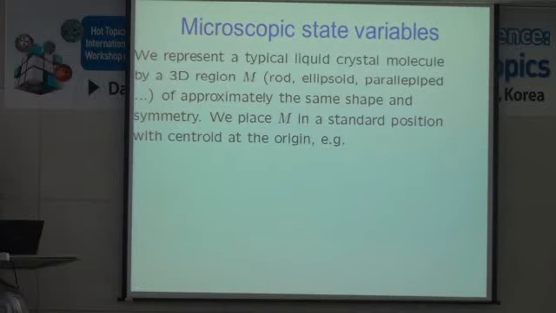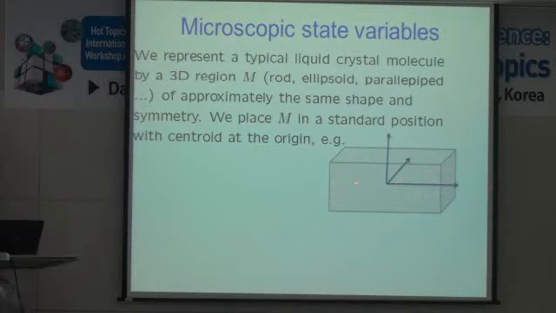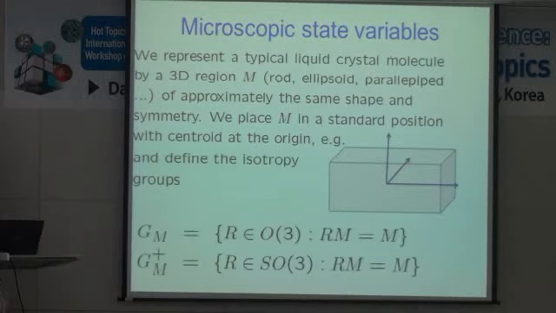And we're going to place M in some standard position with its centroid at the origin. So for example, in this case, if it was a rectangular parallelepiped, I put the axes as shown, and the origin is the centroid of this molecule. And we define the isotropy groups, which are the sets of, well, look at GM plus first of all. The plus means because we've got rotations with the determinant plus one. So SO3 is orthogonal matrices with determinant plus one, and this is the set of rotations that map the molecule into itself. Okay. GM is the set of rotations plus reflections which map the molecule to itself. So these are just orthogonal matrices.